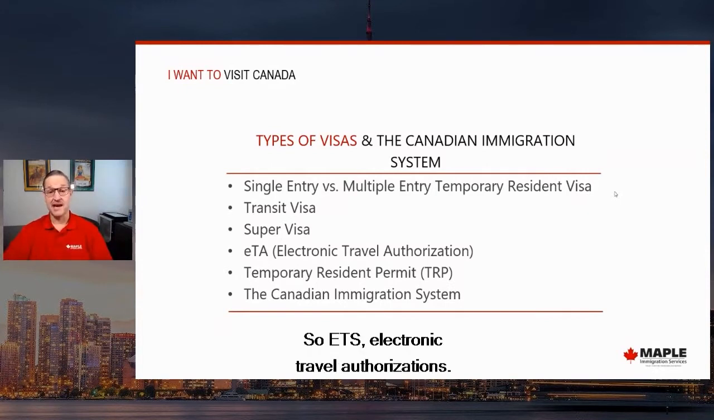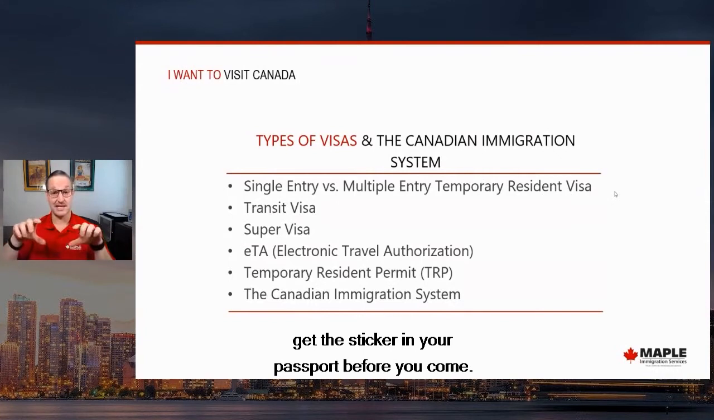So ETAs, electronic travel authorizations. An electronic travel authorization is if you are from a country where you're TRV exempt. Okay, so what does that mean? If you're TRV exempt, you don't have to apply and go through this rigmarole process to get the sticker in your passport before you come.